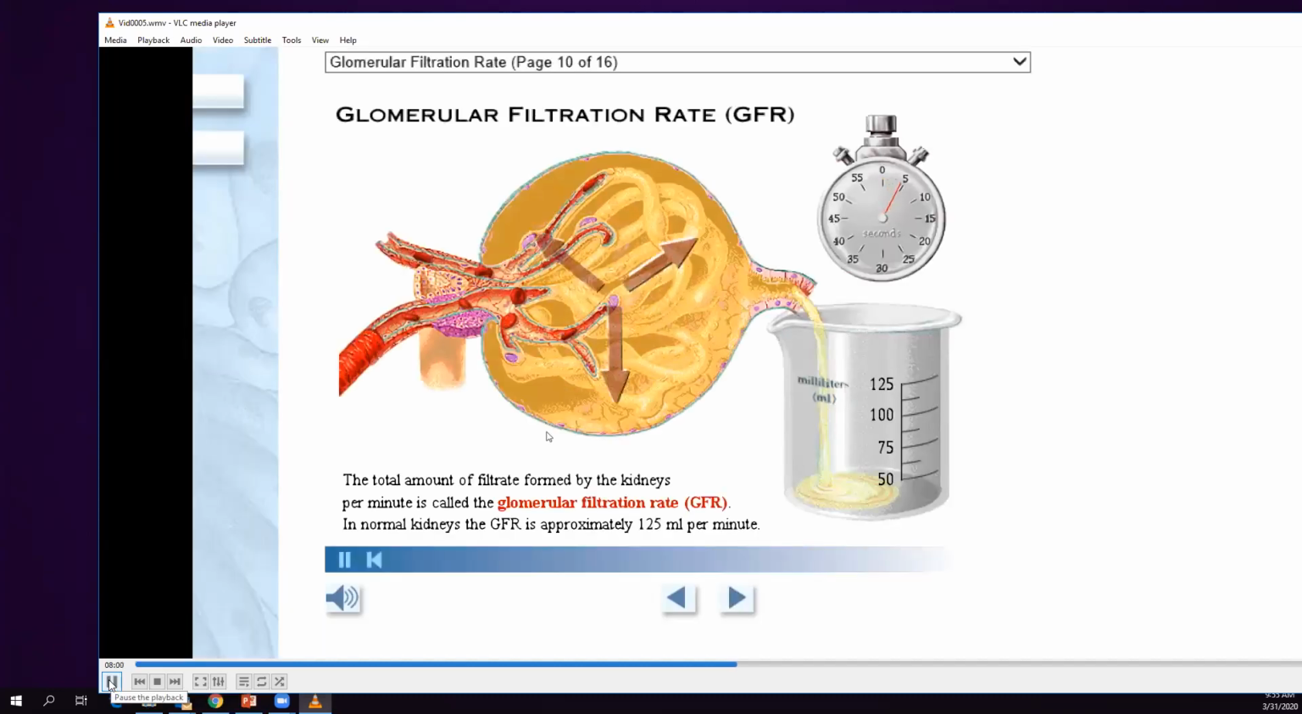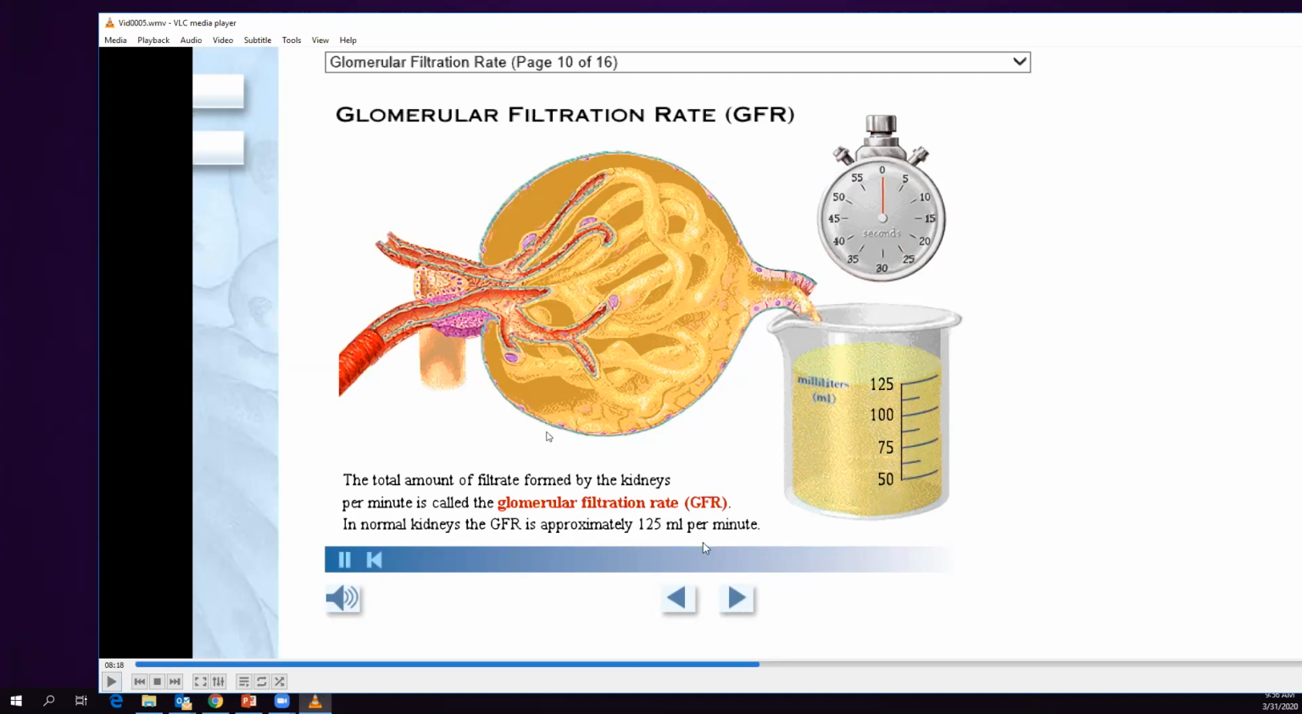The total amount of filtrate formed by all the renal corpuscles in both kidneys per minute is called the glomerular filtration rate, or GFR. In normal kidneys, the 17 millimeters of mercury of net filtration pressure produces approximately 125 milliliters of filtrate per minute. So question number 7 says, with the glomerular filtration rate of 125 milliliters per minute, how much plasma would be filtered in a day? But I want you to highlight or underline glomerular filtration rate of 125 milliliters per minute. That's a number you've got to remember.